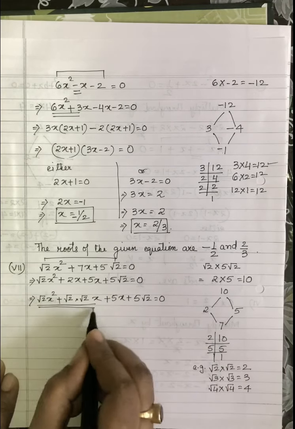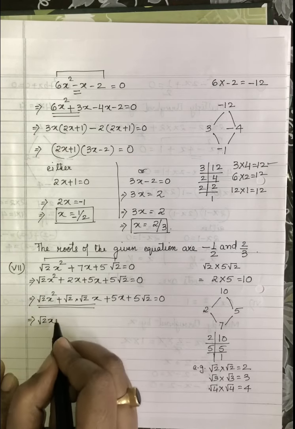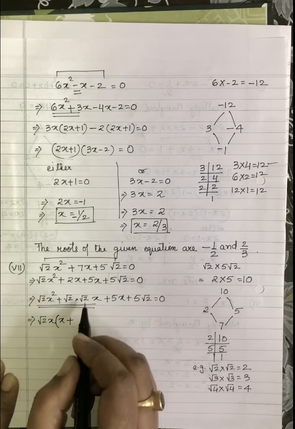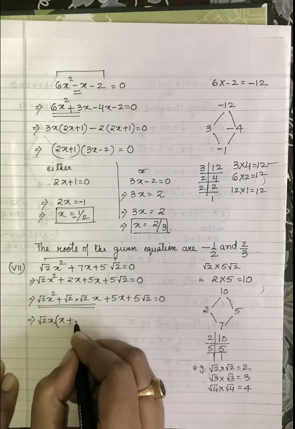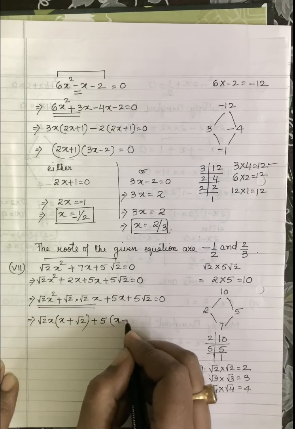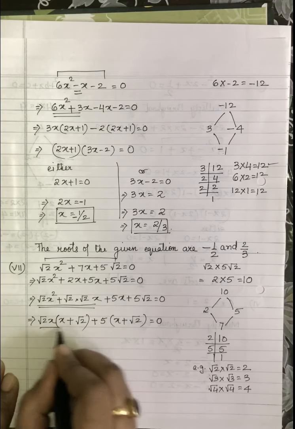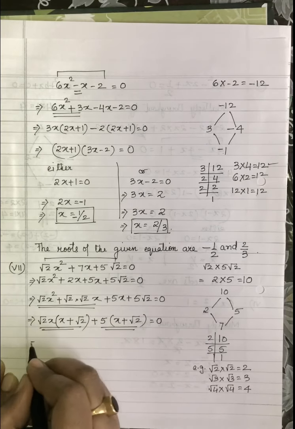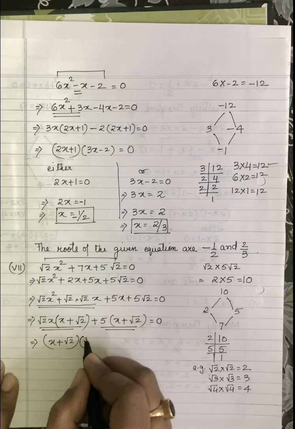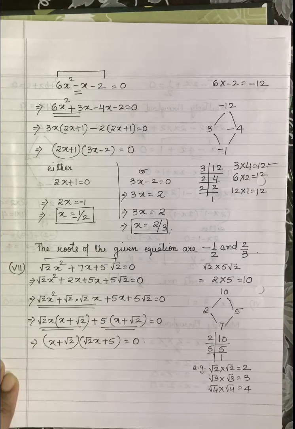So from these two we can take common root 2x. Root 2 and 1x went outside, so you are left with x plus root 2. From the other two, 5 you have taken common, so again you are left with x plus root 2. So from these two terms, children, you can take x plus root 2 common, so you are left with root 2x plus 5 is equal to 0.